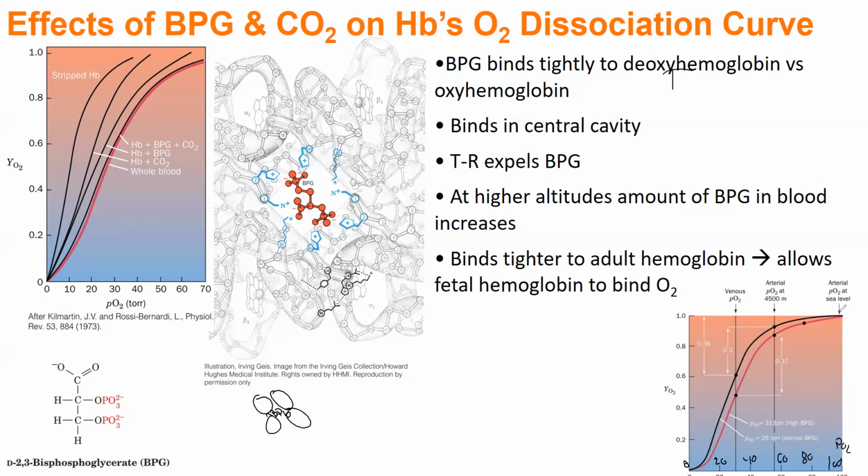Inside your arteries at sea level, the pressure of oxygen is 100 torr. And so all your hemoglobin is bound to oxygen at sea level. Then in your veins, the pressure drops to roughly 30 torr. So when you do that, you have a change in fractional saturation of 0.38.